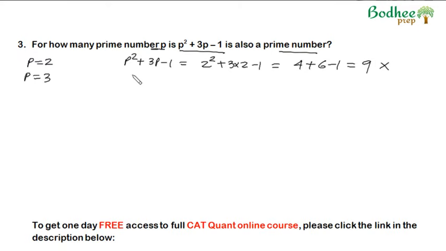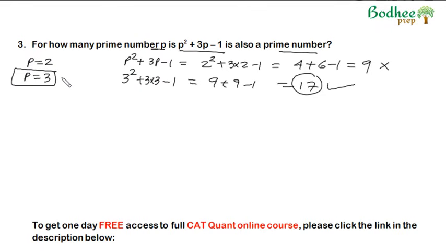Now if I take p is equal to 3, then it will be 3 square plus 3 into 3 minus 1, which comes out to be 9 plus 9 minus 1, which is nothing but 17. Now 17 is a prime number, so again we can say that for p is equal to 3, we are getting a prime number. So obviously the answer can't be 0, it has to be at least 1. Now again the same thing happens, that for how long can I check.